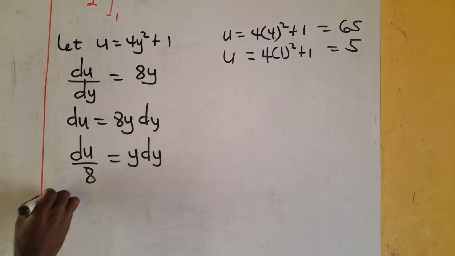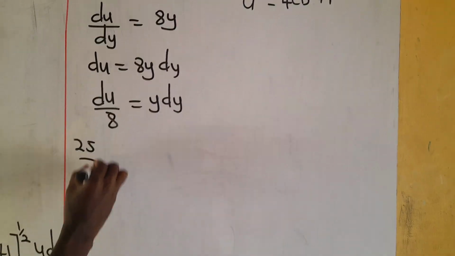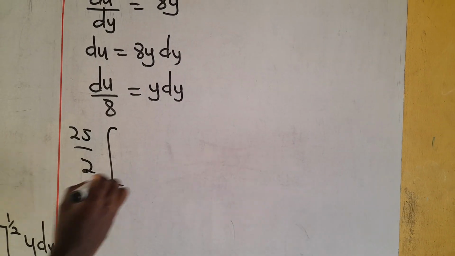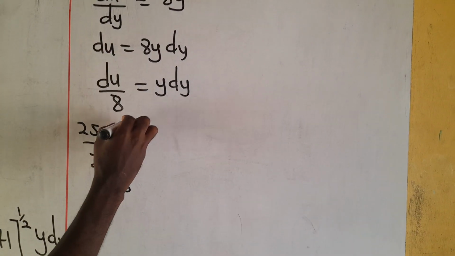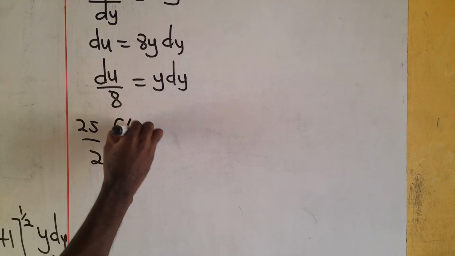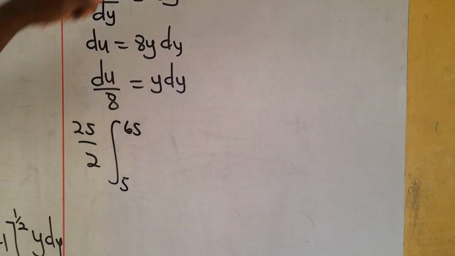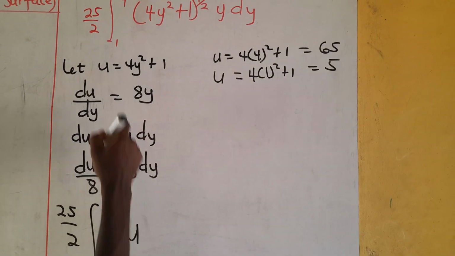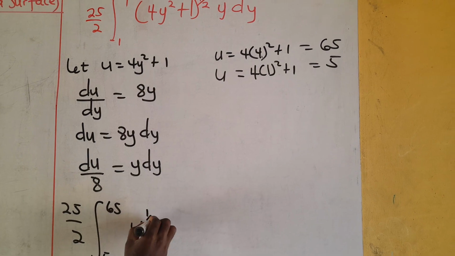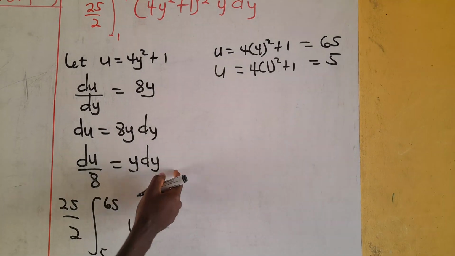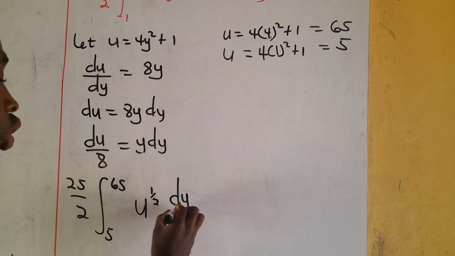So I know that my 25 over 2 is my constant there. Then in place of 1, I'll substitute 5. In place of 4, I'll substitute 65, sorry, 65. Then in place of 4y squared plus 1, I'll substitute u, since u is equal to that, exponent half. Then my y dy is du over 8.